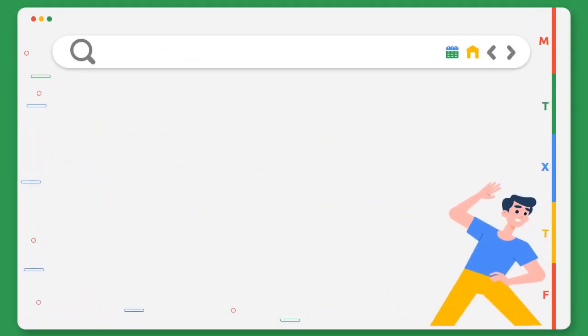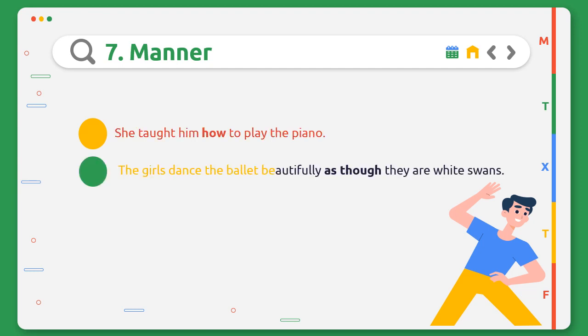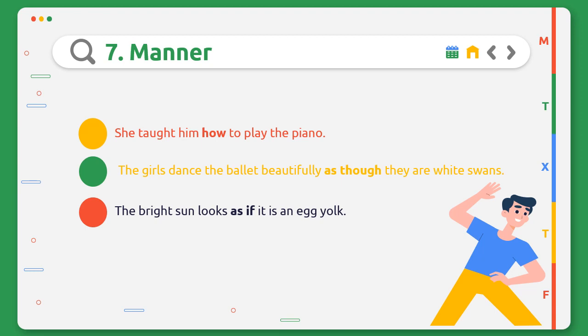Subordinating conjunctions can also express manner, which refers to the way in which a thing is done or happens. Let us look at the instances as follows. She taught him how to play the piano. Secondly, the girls dance the ballet beautifully as though they are white swans. And finally, the bright sun looks as if it is an egg yolk.